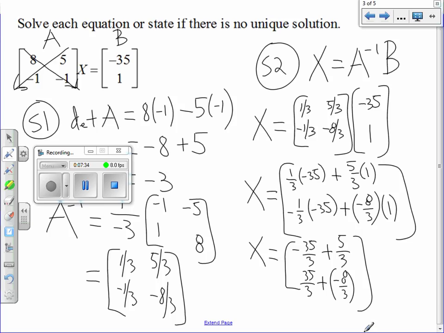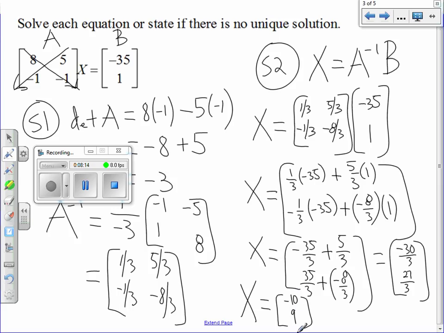And what does that boil down to? Well, -35 plus 5 is -30. All right, I'll do that over here. -30 now over 3. 35 plus a -8 is, what does that boil down to? Is that, I think, 27, right? 27 over 3. All right, and I'm able to add these numerators together because the denominators are the same. That is a requirement. Now, what does that reduce to, or simplify? -10, right? And 9.